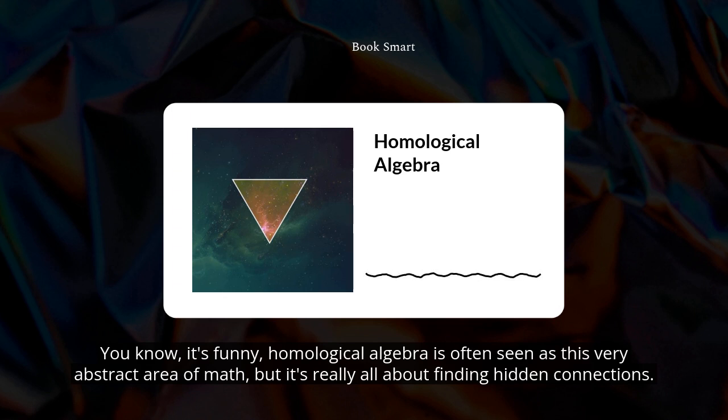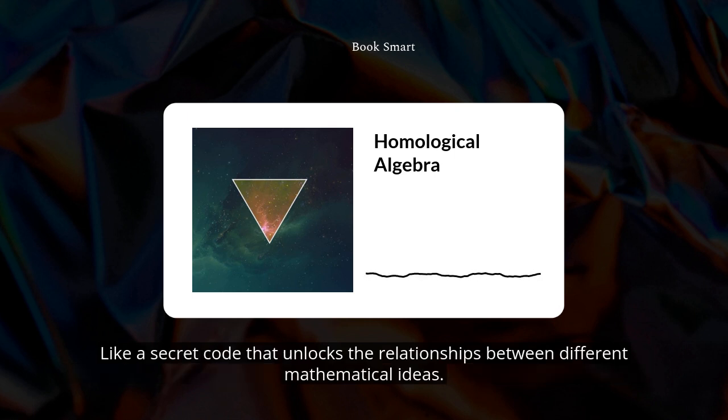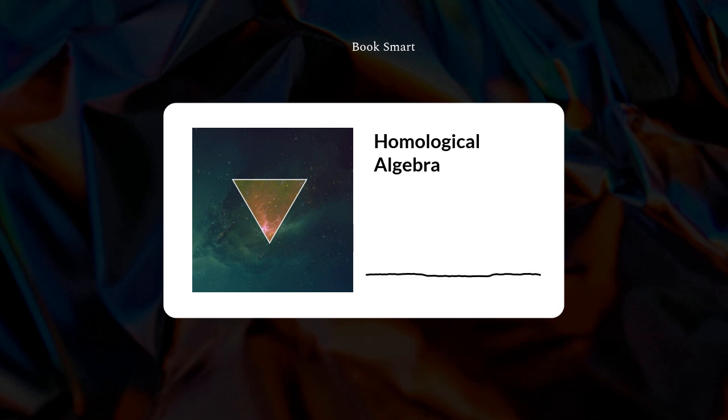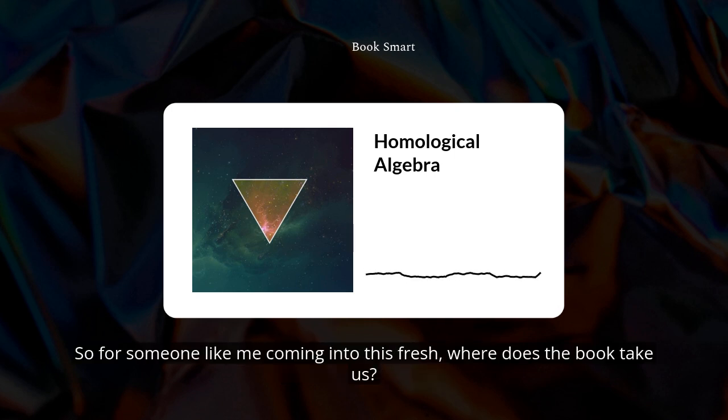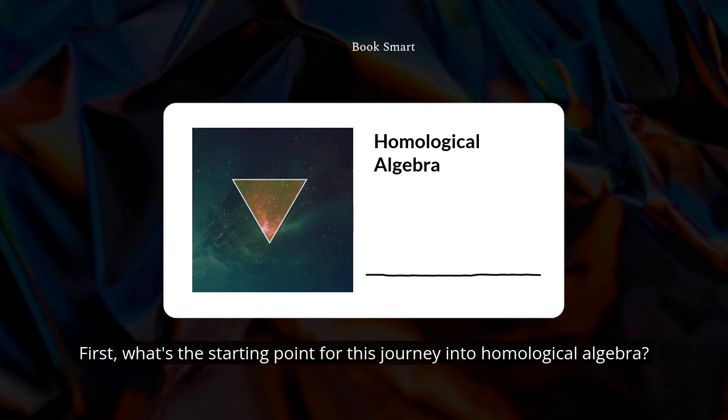It's funny, homological algebra is often seen as this very abstract area of math. But it's really all about finding hidden connections, like a secret code that unlocks the relationships between different mathematical ideas. A secret code. That's a cool way to think about it. So for someone like me, coming into this fresh, where does the book take us first? What's the starting point for this journey into homological algebra?